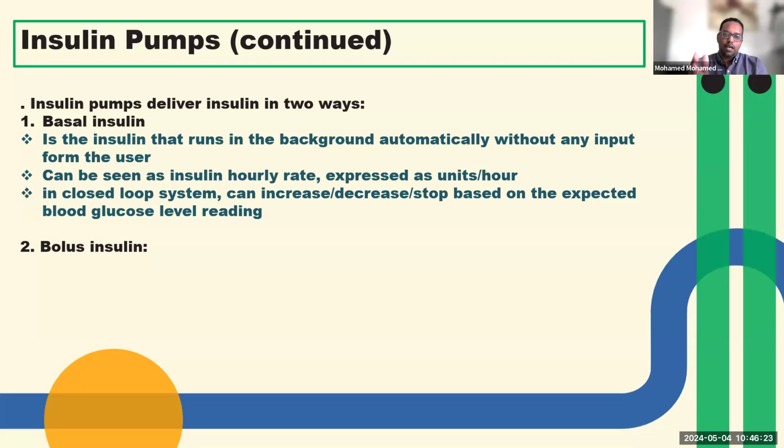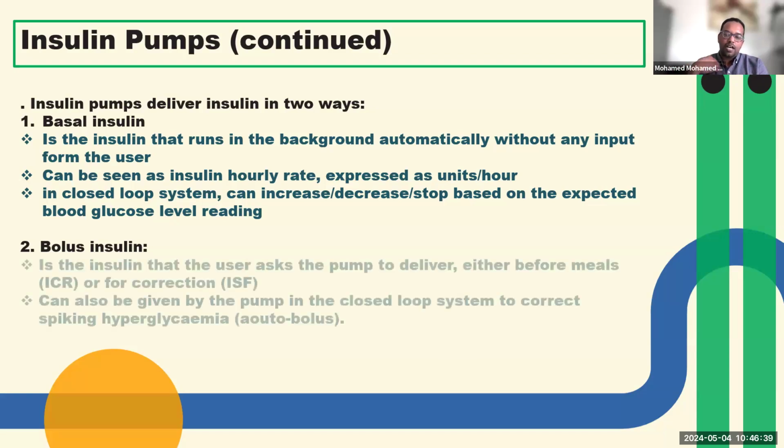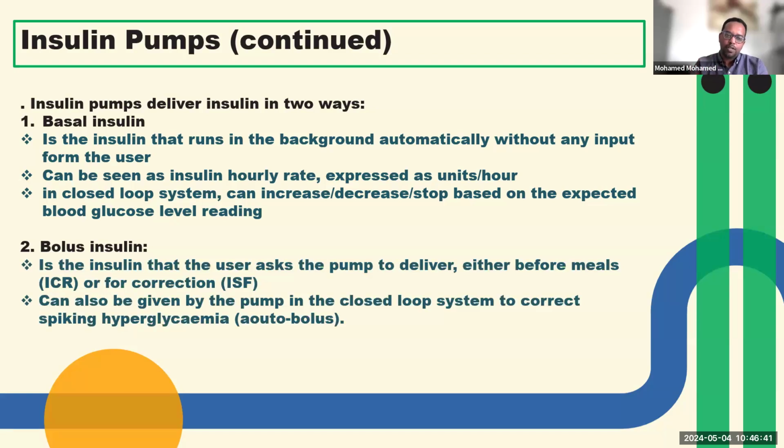So the pump, if not on the closed loop, will deliver the basal insulin anyway, whether you're having a meal or not having a meal. And on top of that, you have to ask it to give you the bolus insulin. So that is the insulin that the user asks the pump to deliver, either before meals or for correction, which is the ICR that we just talked about at the start of this presentation.